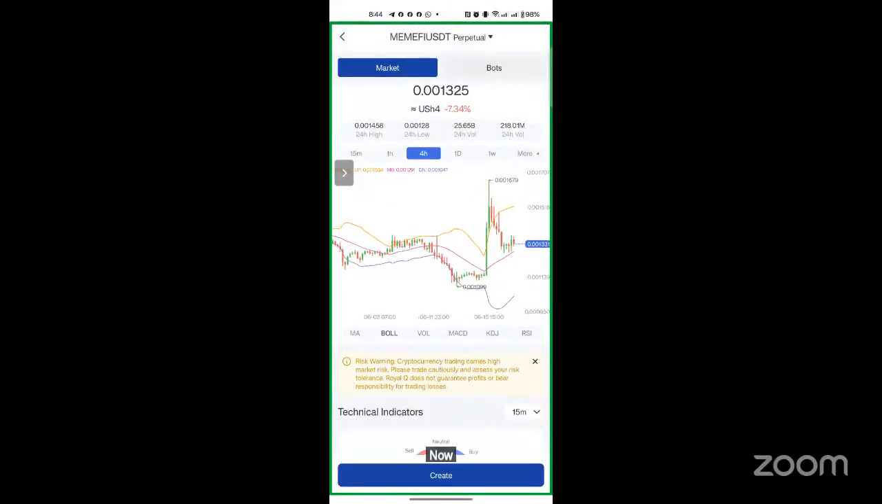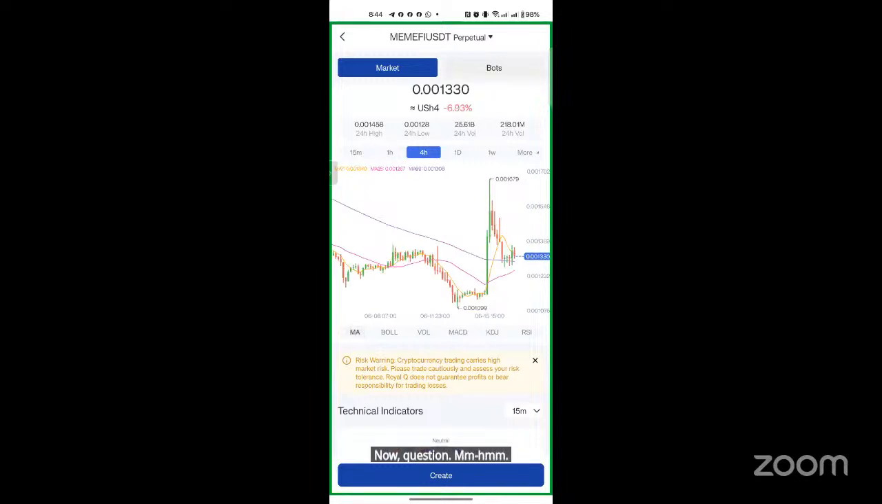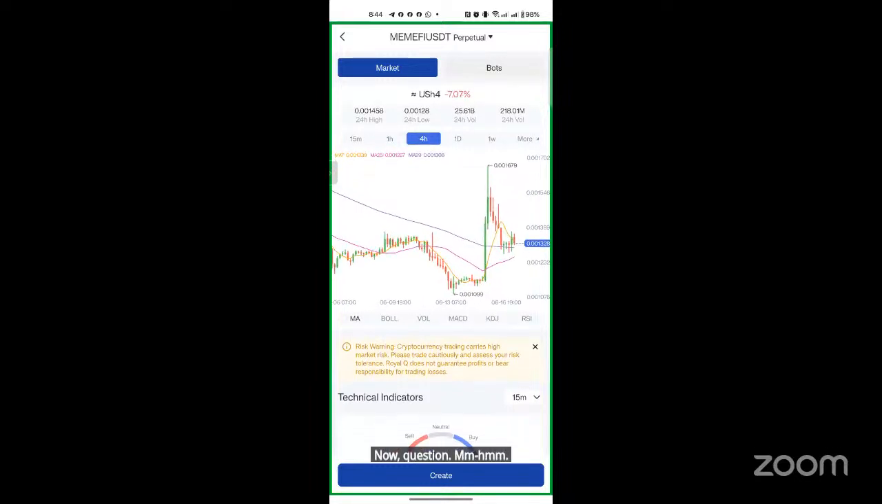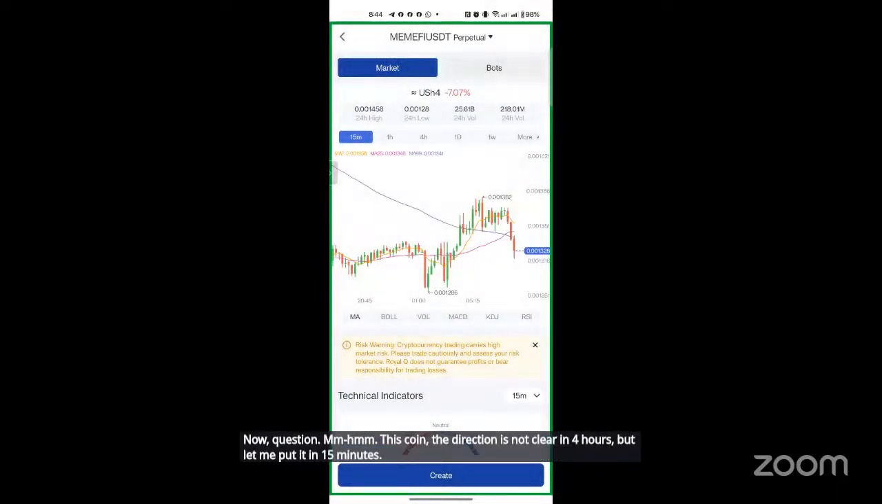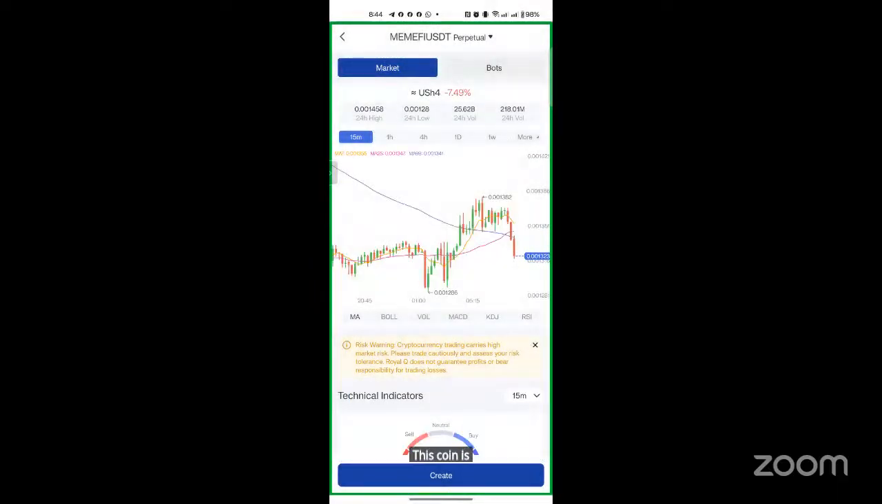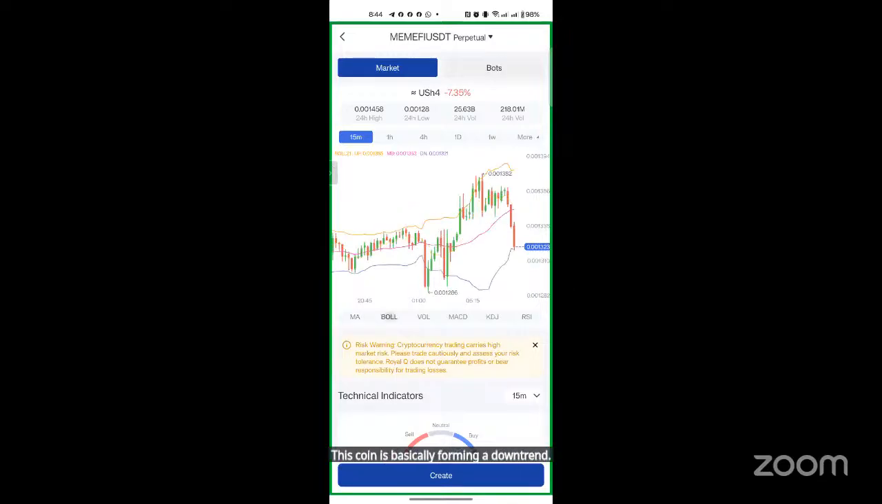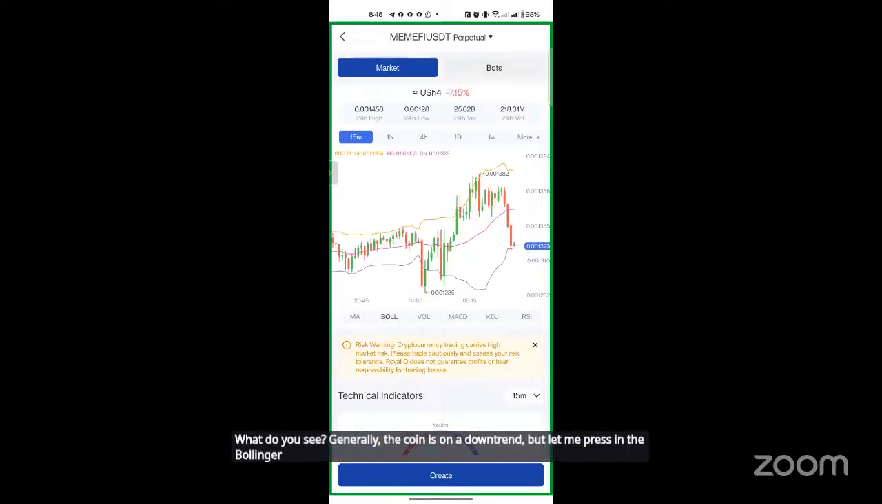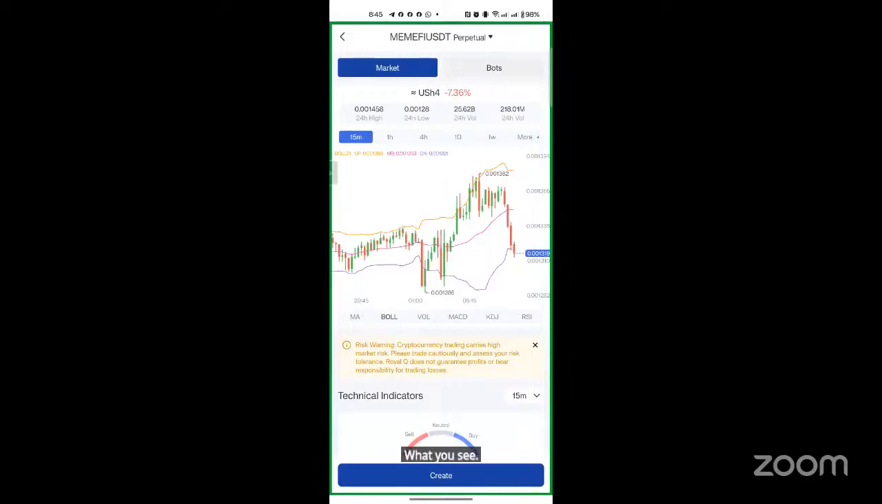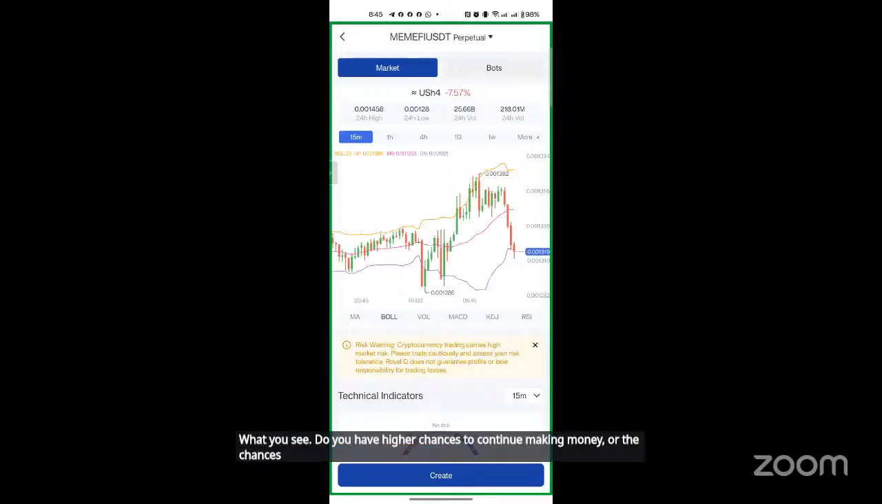Now, question. This coin, the direction is not clear in 4 hours, but let me put it in 15 minutes. This coin is basically forming a downtrend. Then you put in the Bollinger Band. What do you see? Generally, the coin is on a downtrend, but let me press in the Bollinger Band. What do you see? Do you have higher chances to continue making money or the chances are limited?